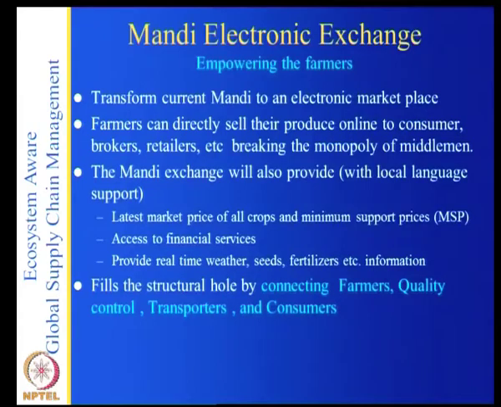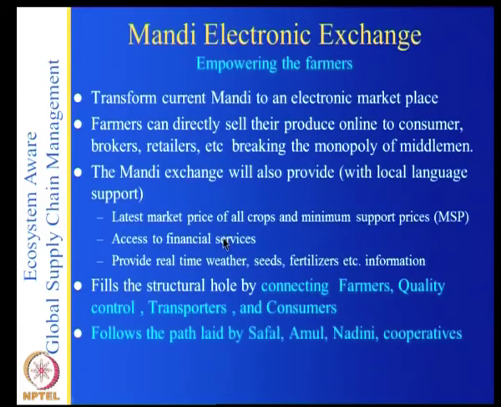The big reason is the intermediaries are so powerful. The farmer usually gets only 20% of the final price the consumer pays. So the consumer pays, say, $100, the farmer gets only $20 of that, and there is a lot of food wastage and all that. So a lot of the ills of the agriculture supply chain can be treated by making the Mandi an electronic exchange.